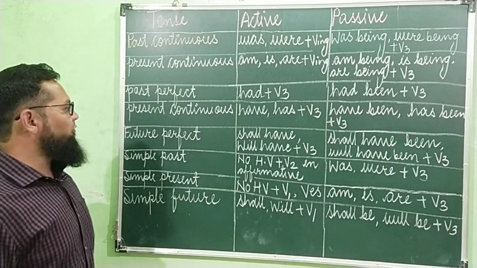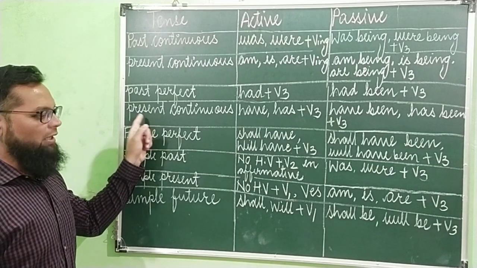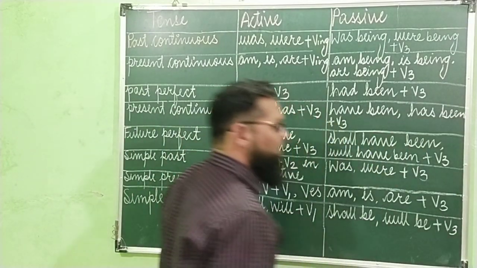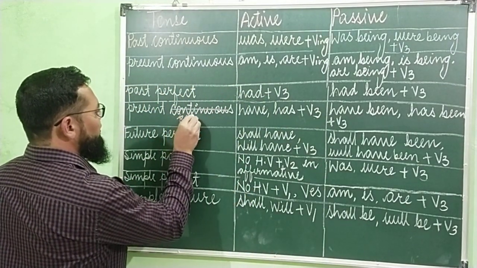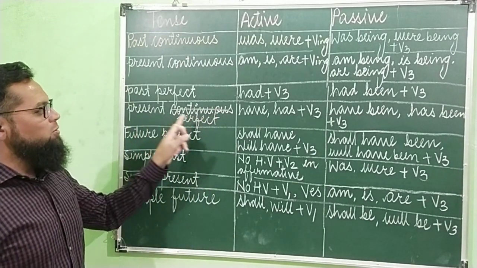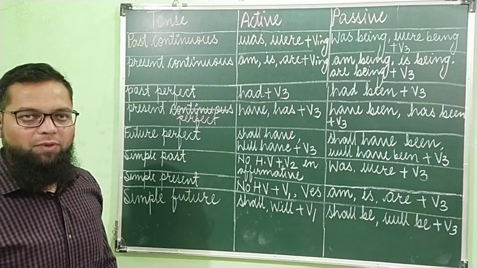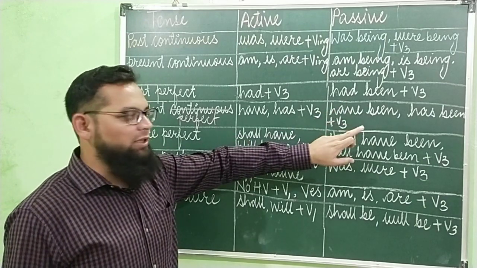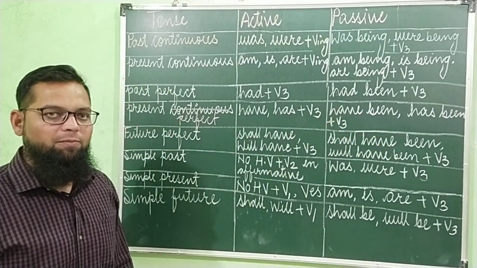Then next we have present perfect. It is not continuous, it is perfect. Let me make a correction there. It is present perfect, not continuous. So in present perfect we use helping verbs have or has plus verb in third form. And when we convert it into passive voice, have और has क्या हो जाते हैं? have been और has been, और यहाँ पर verb third form में ही रहता.